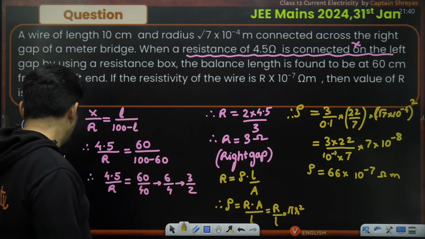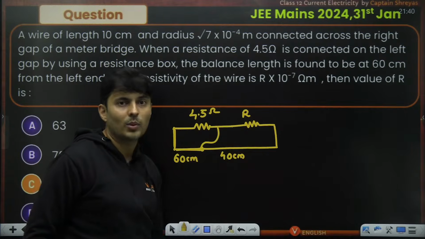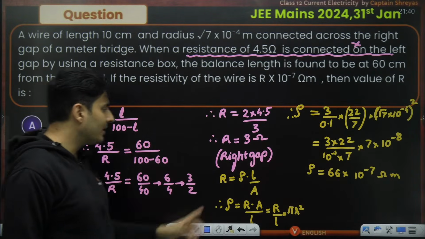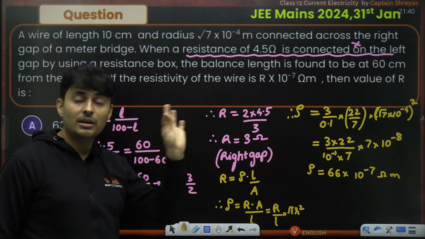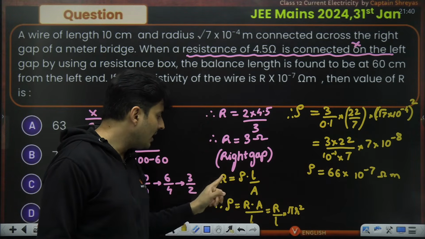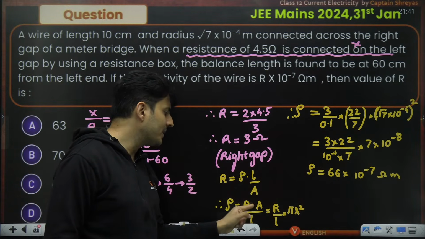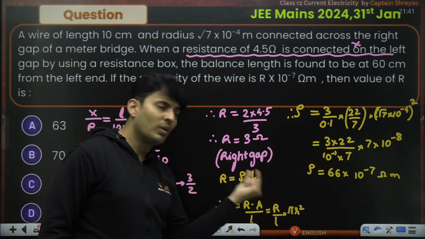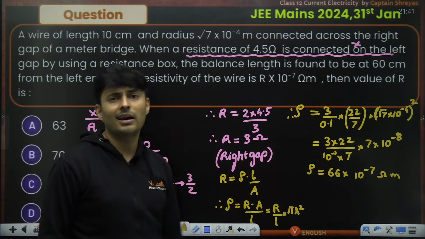Now, once I got this resistance, I was asked the resistivity of that wire. So resistivity of the wire is rho L by A. Standard formula. Resistivity into length by area is the resistance. So what is resistivity? R into A divided by L. What is A? Area of cross section. What will it be? It will be circular because it is given the radius. So it will be pi r square.